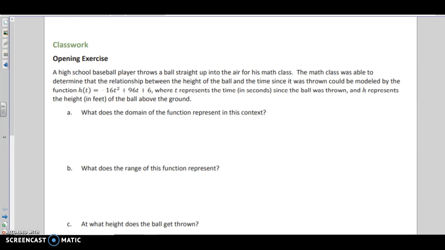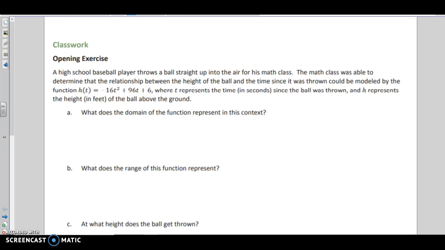A high school baseball player throws a ball straight up into the air for his math class. The math class was able to determine the relationship between the height of the ball and the time since it was thrown, because it can be modeled by the function h of t equals negative 16t squared plus 96t plus 6, where t is time in seconds since the ball was thrown, and h is the height in feet. So we are going to go through all the information piece by piece, and everything the equation tells us and everything that the problem tells us.